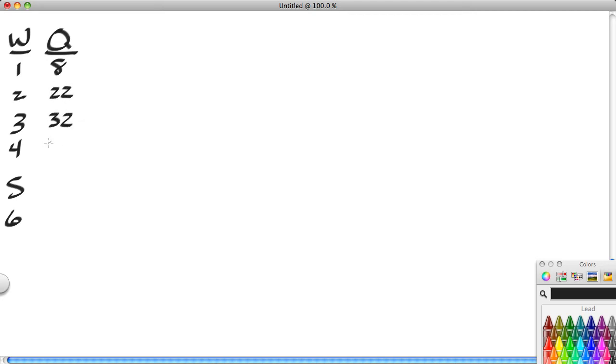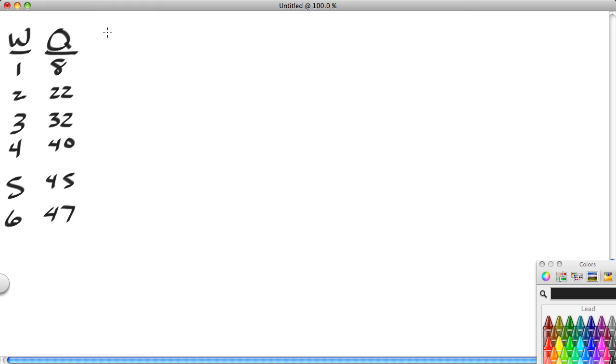So we'll put quantity up here, and let's also put workers in our table. We'll put workers here. So 1 worker, 2 workers, 3 workers, 4 workers, 5 workers, 6 workers. And then we learned back in our second segment that 1 worker can produce 8, 2 workers can produce 22, 3 workers can produce 32, 4 workers can produce 40, 5 workers can produce 45, 6 workers can produce what? 47. We won't put the 7th worker in here.